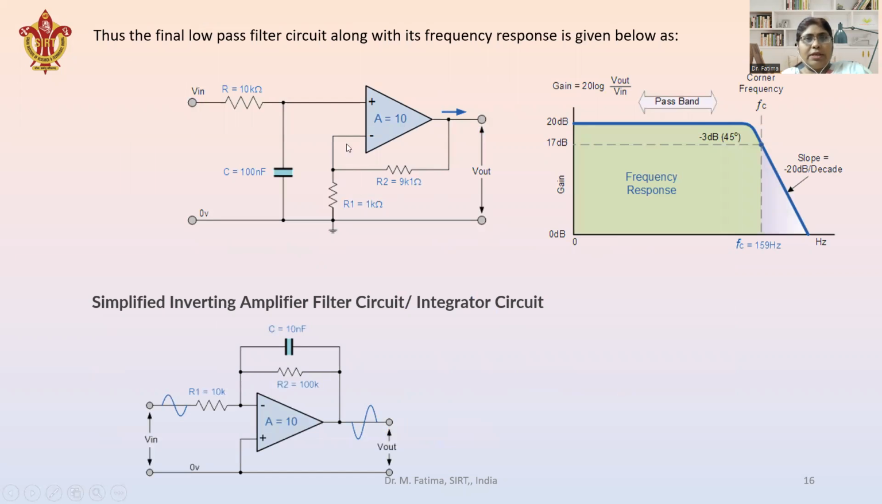See here, this is the circuit diagram of the first order low pass filter, where this RC network was used. And this is the frequency response. Here the slope is minus 20 dB per decade. But if the second order filter is used, then the second order filter will give a slope of minus 40 dB per decade.